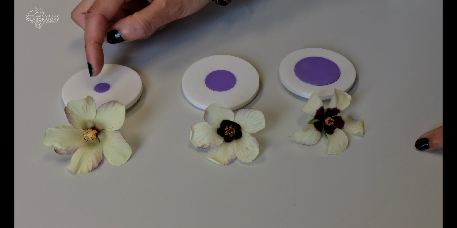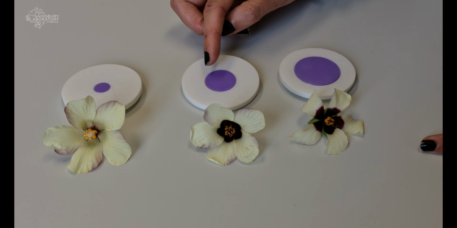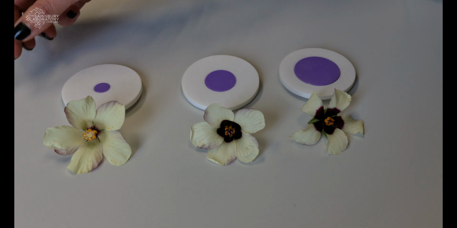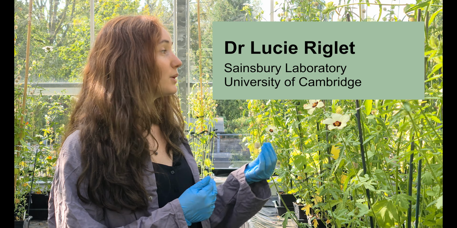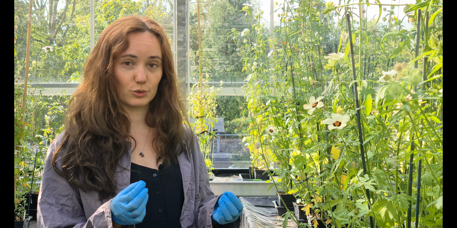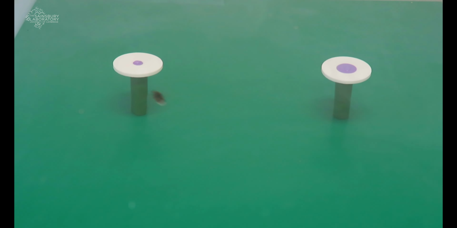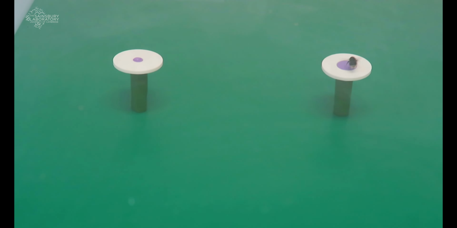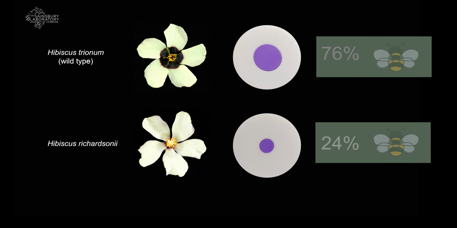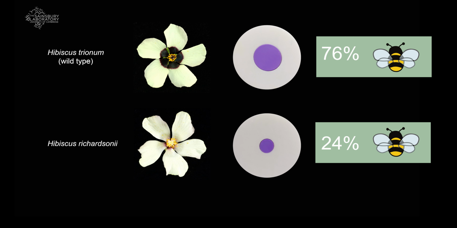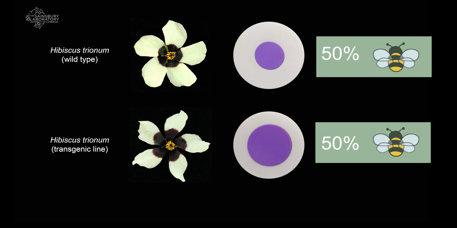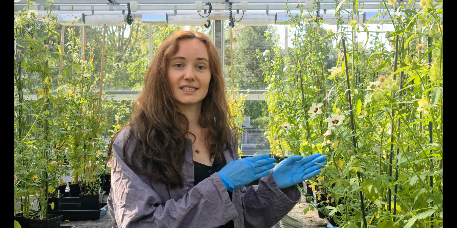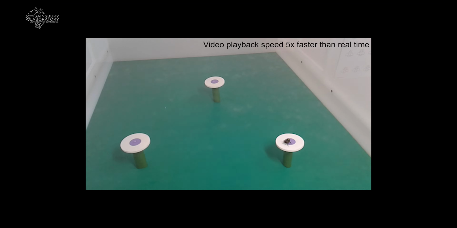To do this, we designed an artificial disc with different sizes of purple center that mimics the size of our real flower. And what we found is that bumblebees were able to see a difference between those two bullseye sizes, but they also had a preference for a medium-sized bullseye when compared to a smaller bullseye. We also compared the medium-sized bullseye to a larger bullseye, and what we found is that bumblebees didn't have any specific preference. They were 50-50% attracted by those two bullseye sizes.